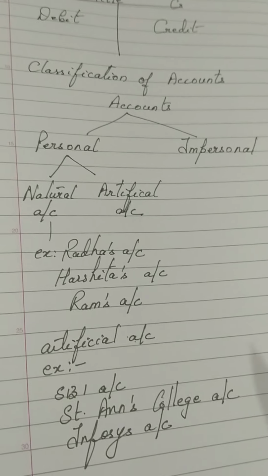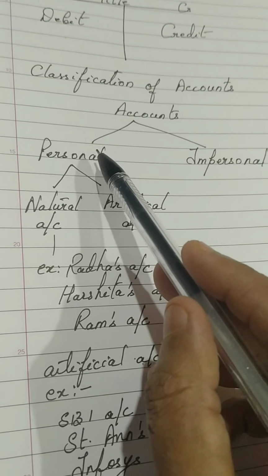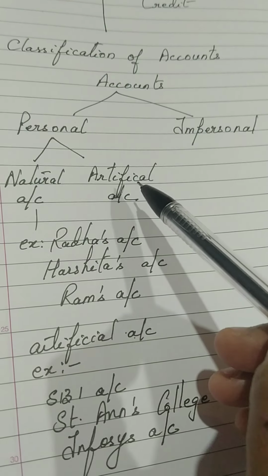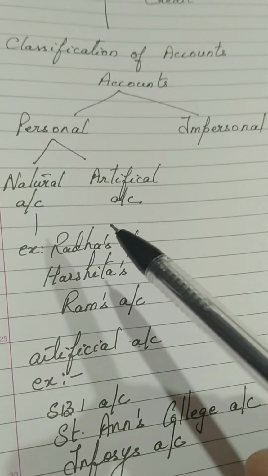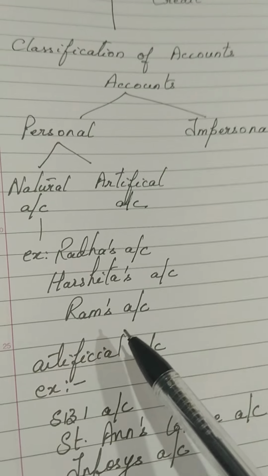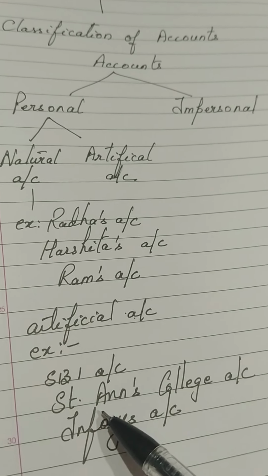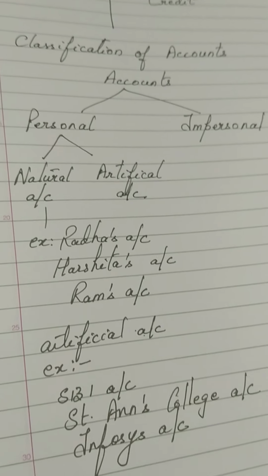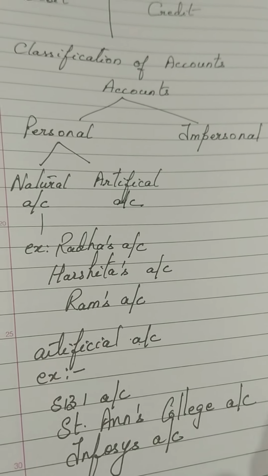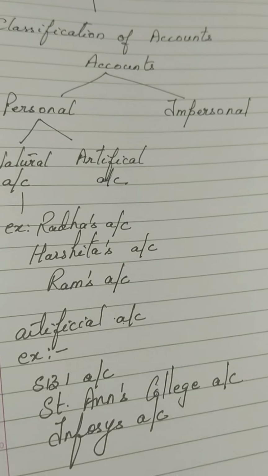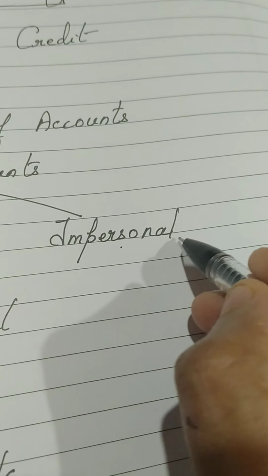Okay, hope this is clear for you. Accounts are of two types, personal and impersonal. Personal, just now we have seen, we have natural account and artificial account. In natural account, you will write the names of the people, whichever is related to an individual. And artificial accounts mean those related to a group of persons, or we can say firms or institutions. Okay, now let us have a look at impersonal account.